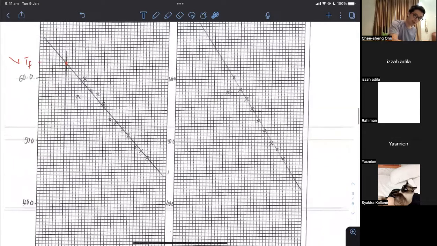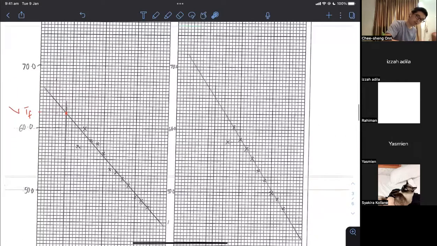This is what happened afterwards, because as time progresses, the solution will cool down after it heated all the way. So you're supposed to draw these straight lines all the way. That is the meaning of extrapolation. Extrapolate your data.